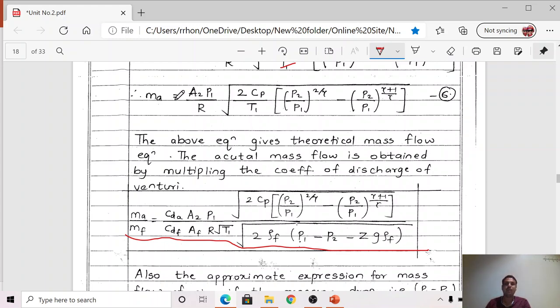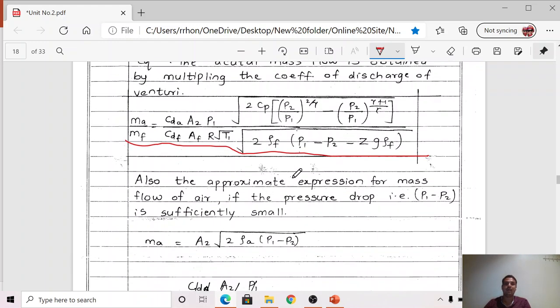So again, put the value of mass of air as it is over here, mass of fuel as it is over here. This is for coefficient of discharge of air, and this is for coefficient of discharge of fuel. So the simplified equation we have written, take T1 separately, that's why the separate under root sign is given to the T1. So CP P2 by P1 raised to 2 by gamma minus P2 by P1 raised to gamma plus 1 by gamma under root sign we have written over here, and the term for the fuel, under root of 2 rho f in bracket P1 minus P2 minus z into g into rho f bracket close, this term is written over here. So this is the mass of air to mass of fuel equation in the case of the exact analysis method.